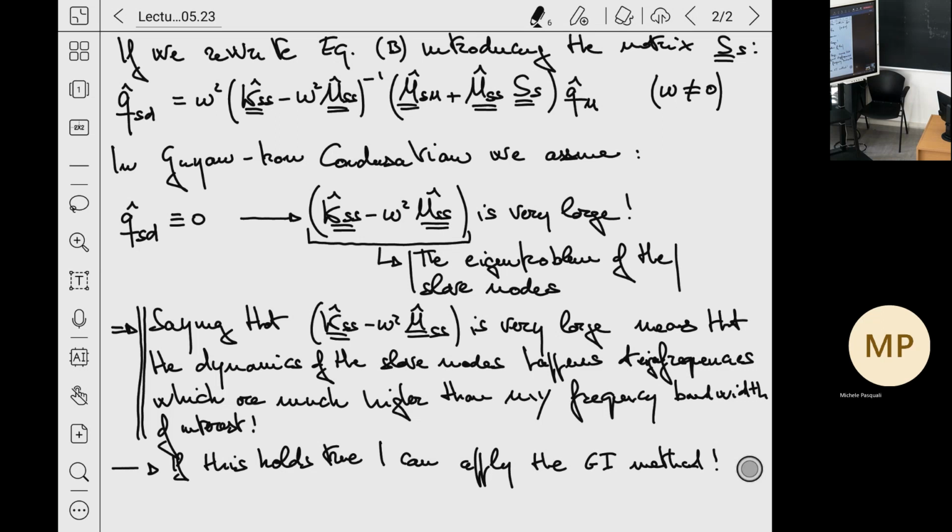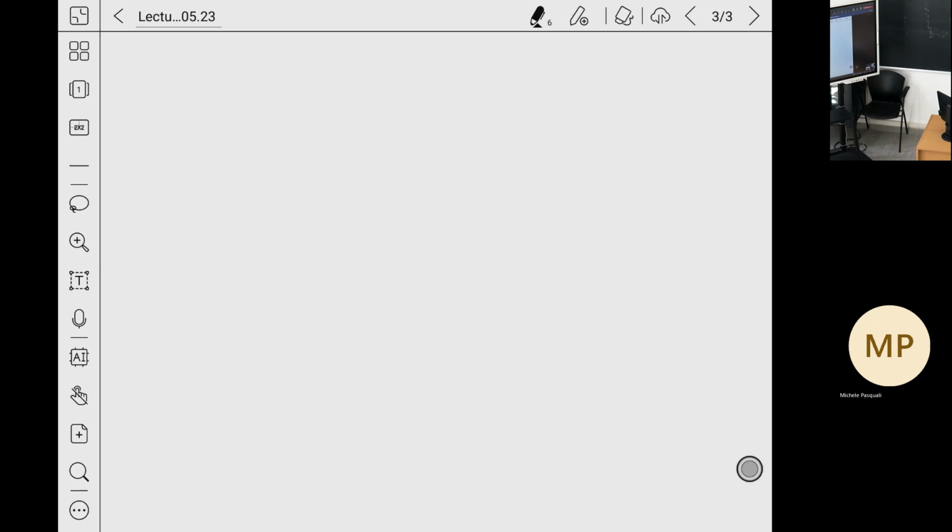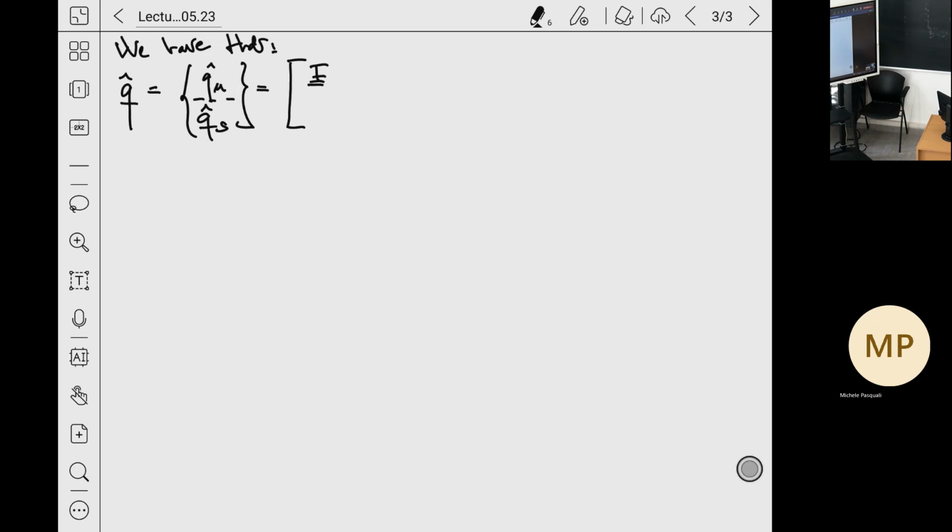Okay, but what is the consequence of this? Because this we already saw last time. Well, we have that eventually Q, a vector of nodal coordinates, which we saw could be decomposed in QM and QS, can be eventually written as the matrix of identity I and S, multiplied all of it times the master coordinates, right?